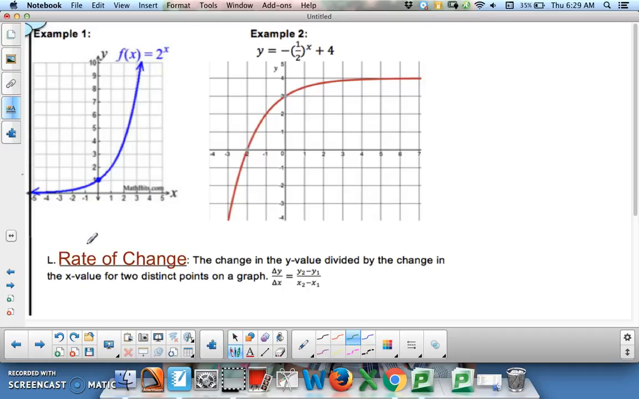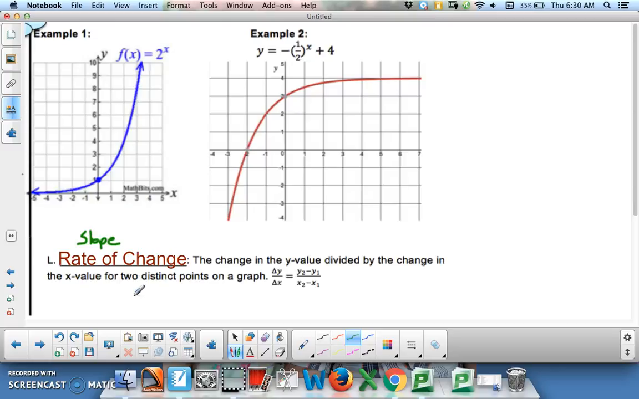Please, please get it in your head that rate of change is the same thing as slope. It is just the slope of this line, and I tend to use those words interchangeably. So if I'm talking about rate of change and I say slope, sorry. If I'm talking about slope and I say rate of change, sorry, it's the same thing. Also, sometimes you'll hear it called average rate of change.